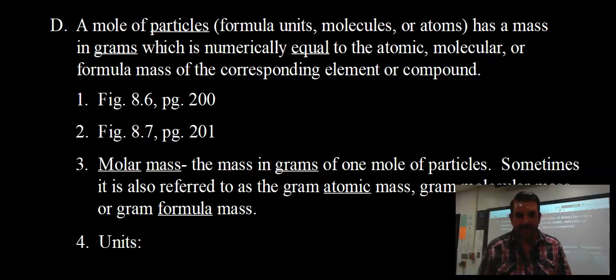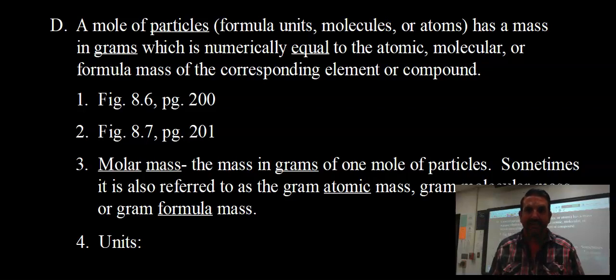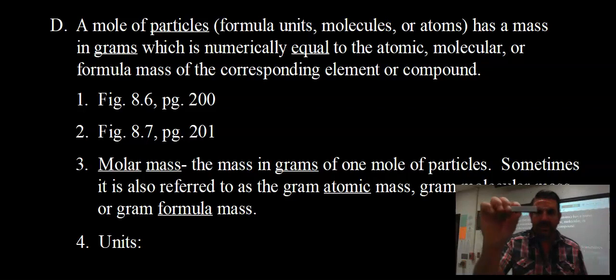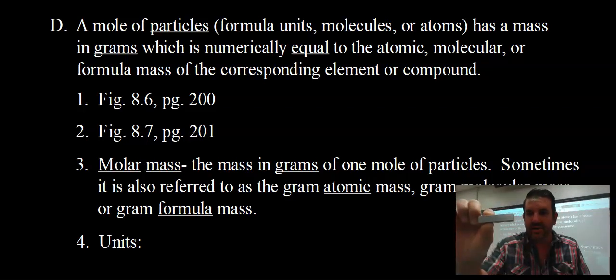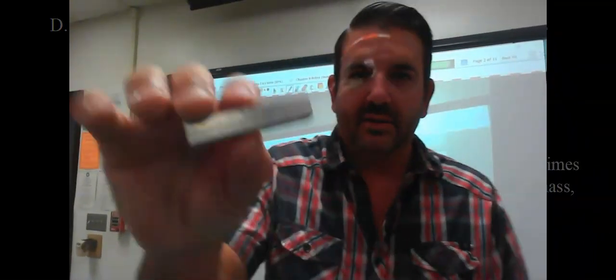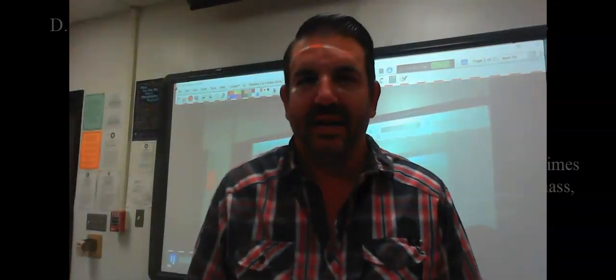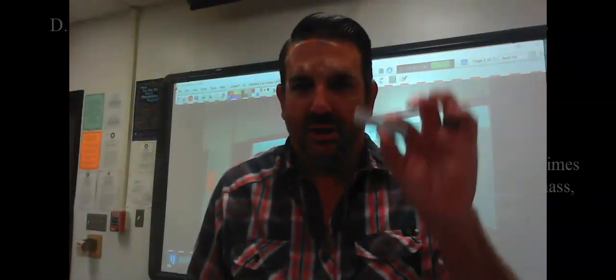So let me start over. It says a mole of particles has a mass in grams which is numerically equal to the atomic mass, molecular mass, or formula mass of the corresponding element or compound. Let me give you some examples here. I have a block of aluminum. This piece of aluminum, here, let's make it bigger so you can see. This piece of aluminum contains 6.02 times 10 to the 23rd aluminum atoms.